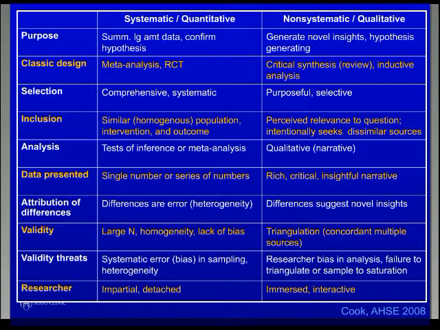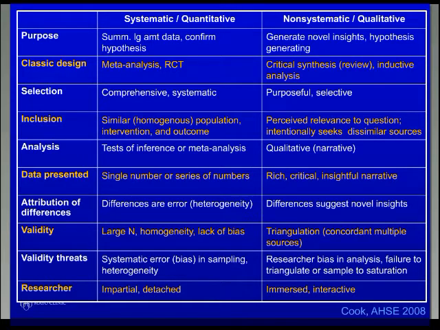The selection process would vary. For systematic reviews, you want to be very comprehensive, very clear on your inclusion and exclusion criteria. If it doesn't meet your inclusion criteria, no matter how interesting, you really can't include it, at least not in your original review. You might comment on it in the introduction or the discussion, but you're very restricted by definition. You have inclusion criteria.